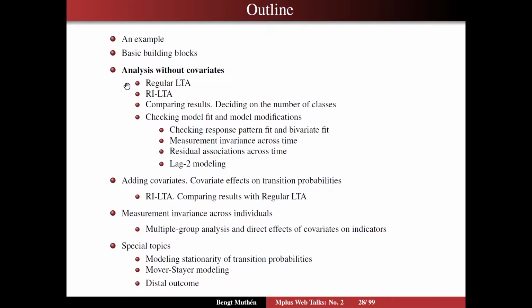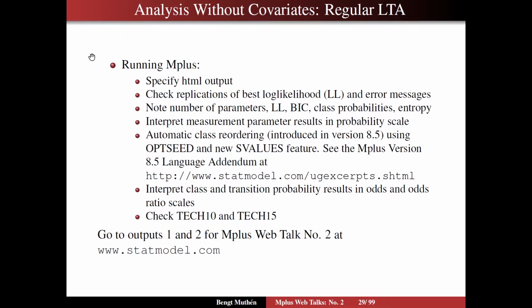So focusing on regular LTA, let's take a look at actually running Mplus, and we will first take a look at how you specify HTML style output, which provides an easy way to navigate through the output via links. And we're going to find where we see the replications of the best log likelihood shows up and take a look at error messages. We're going to note the number of parameters, log likelihood, and the big class probabilities and entropy. And then as a first step, we're going to interpret measurement parameter results in the probability scale, because we want to assure that we have the latent classes in the order that we want them to be for interpretational purposes that we find being the best for the actual application.